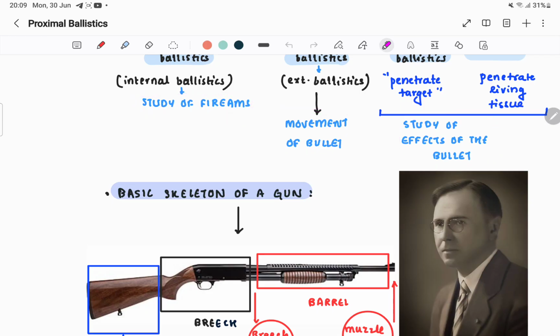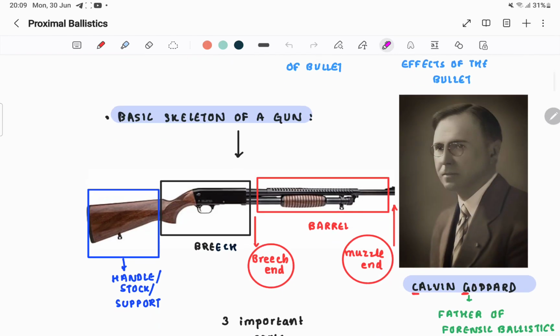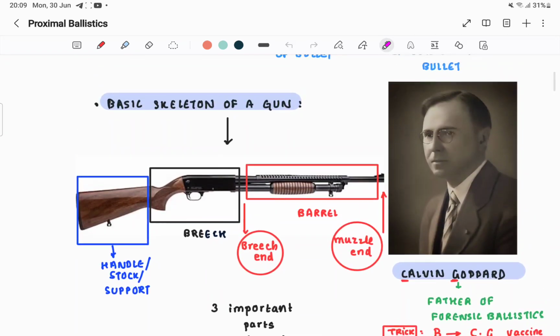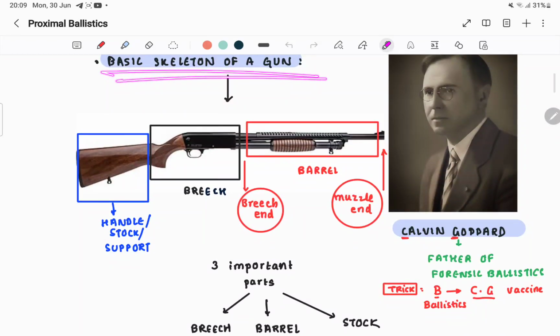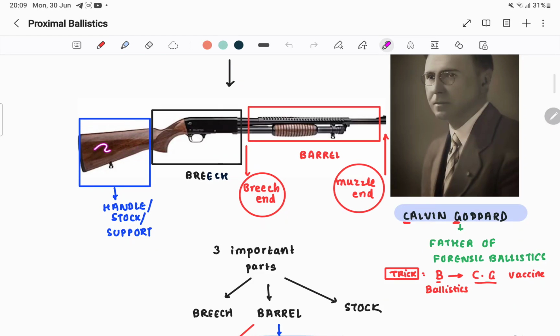Let's talk about the basic skeleton of the gun. Okay. It's a very interesting topic. It's my personal favorite topic. Basic skeleton of a gun. 3 parts basically: a handle or stock, which you hold. This is the breech. Okay, you must have seen some people fold this gun like this. Okay, open the breech and load the bullets. So we can have either breech loading or muzzle loading. Either the bullet can be loaded by this or by this.